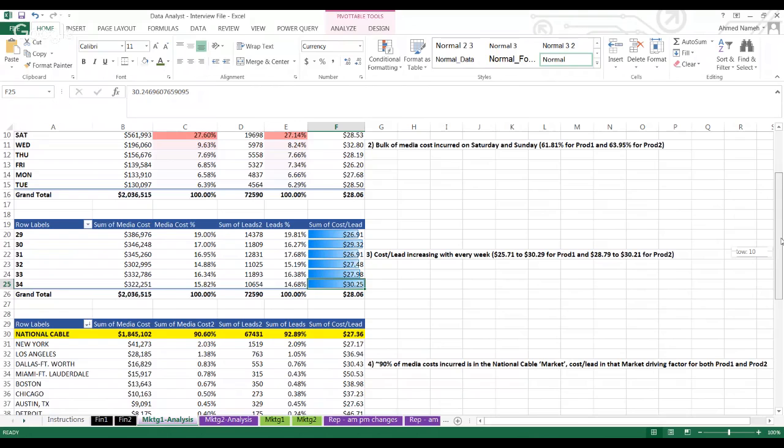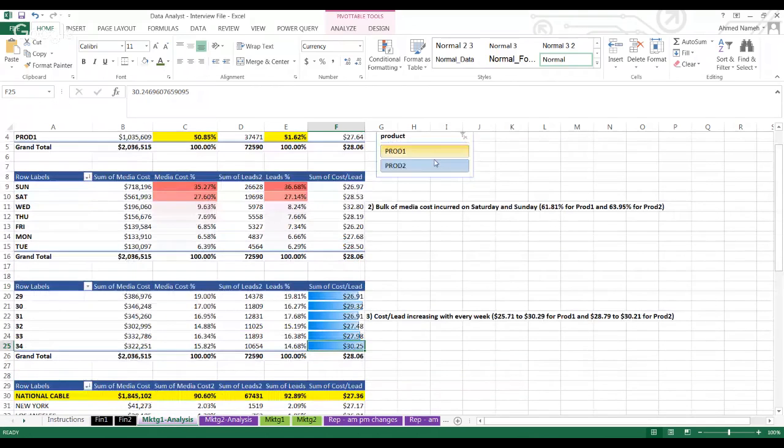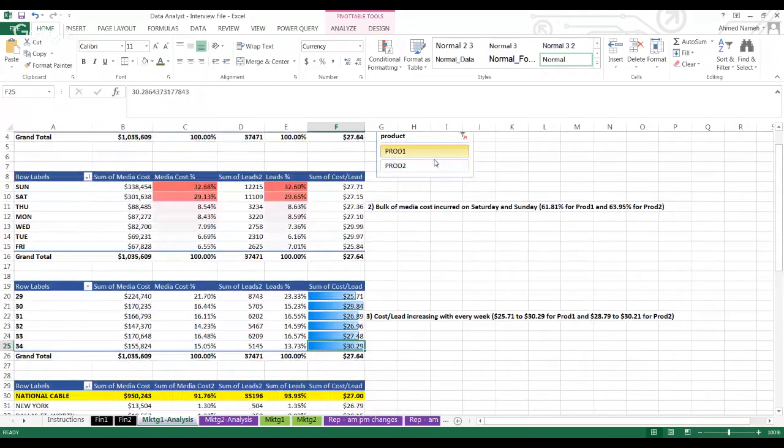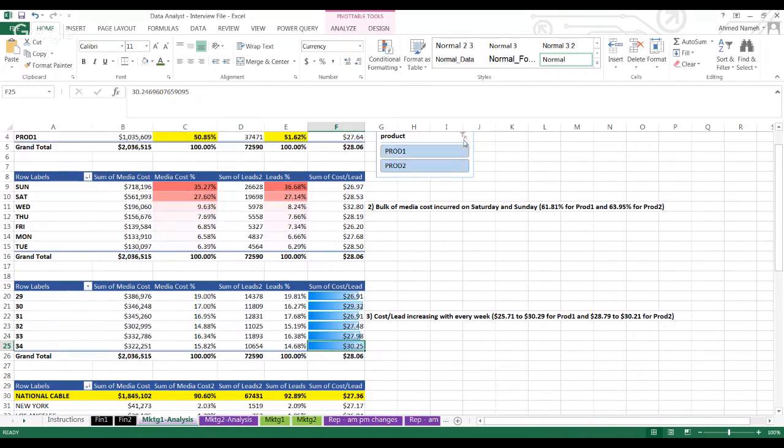Once again, this trend exists for both products, more so for product one, where the increase is from 25.71 to above $30. Less so for product two, where the increase is far less significant, going from 28.8 in week 29 to above 30 in week 34.